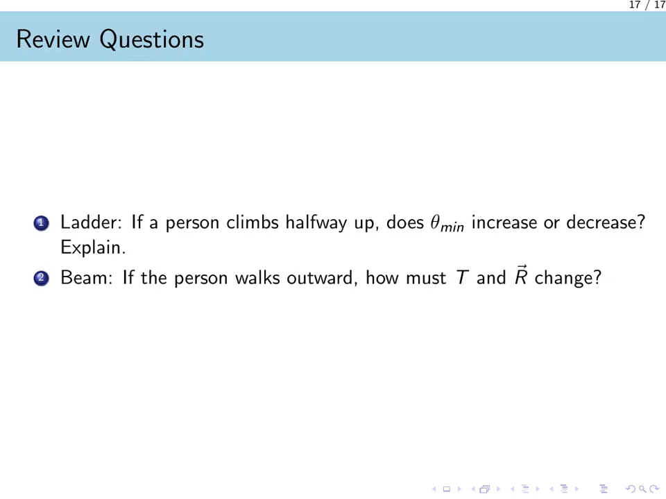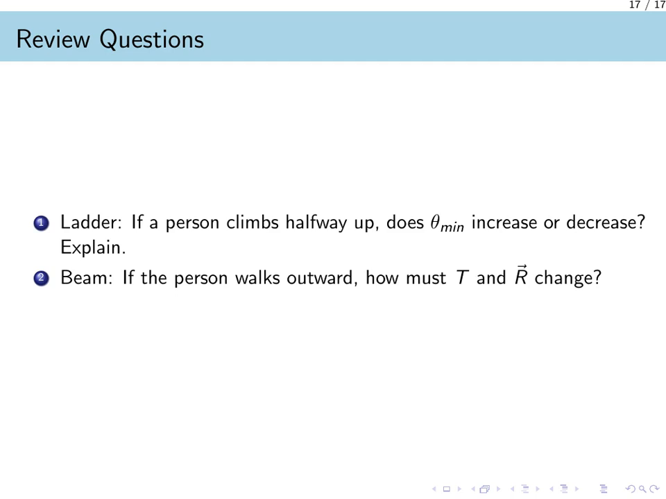To wrap up, let us apply our understanding of static equilibrium to the two examples we have discussed. First, consider the ladder. If a person climbs halfway up, does the minimum safe angle increase or decrease? When the person is on the ladder, their weight creates an additional torque that tends to make the ladder slip. To counteract this, the static friction force from the ground must be larger. For the ladder to be stable under this increased tendency to slip, it must be placed at a steeper, larger angle. Therefore, the minimum safe angle must increase.